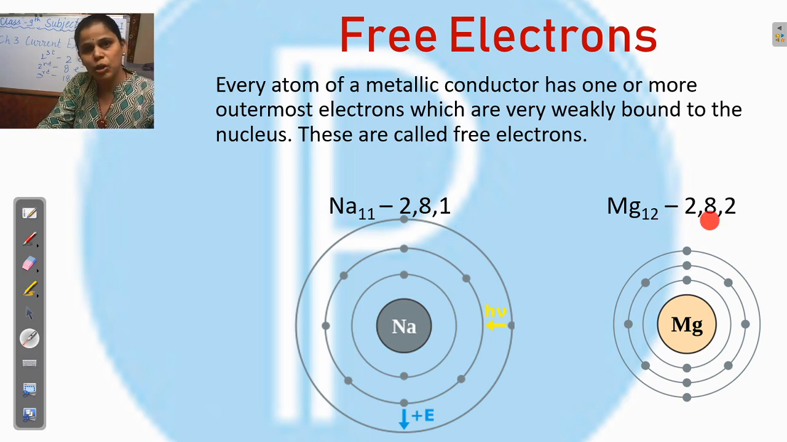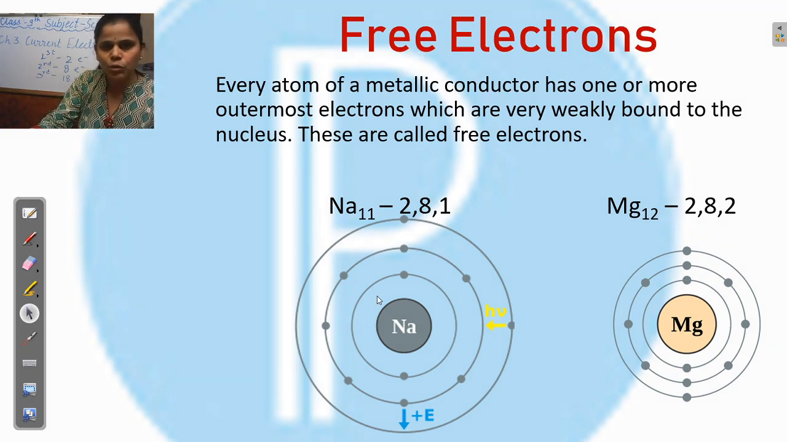Let's see the example of magnesium. Magnesium has 12 electrons because the atomic number of magnesium is 12. So distribute these 12 electrons as 2, 8 and 2. 2 plus 8 is 10, plus 2 is 12. So the 2 electrons on the outermost shell of the magnesium atom are the free electrons. They are very weakly bound to the magnesium atom. It's clear, this term free electrons.